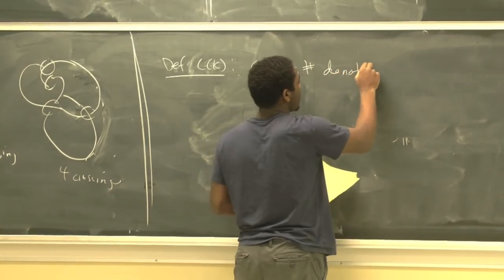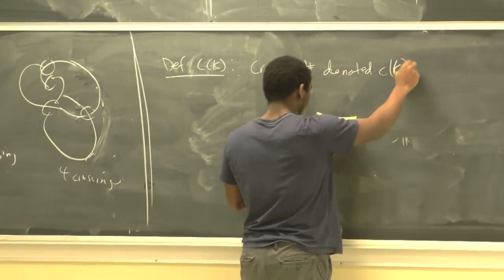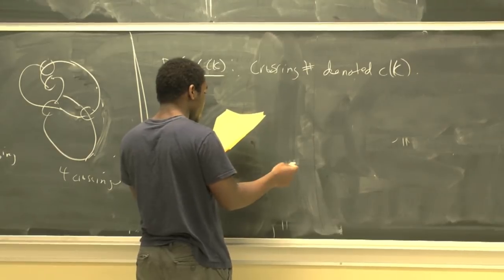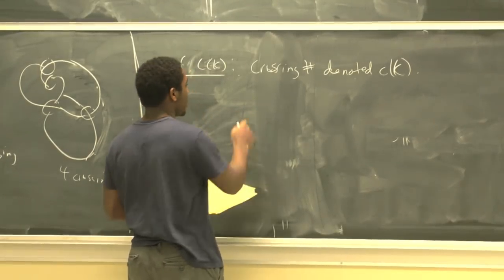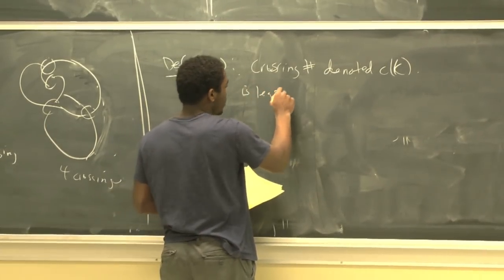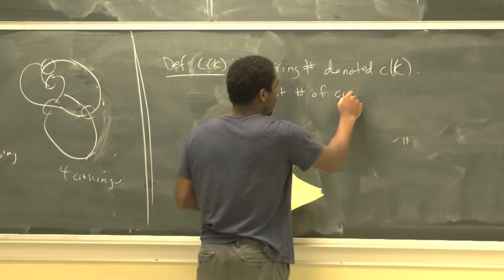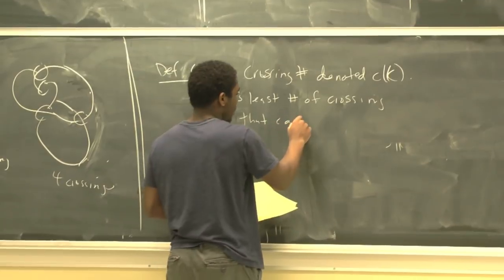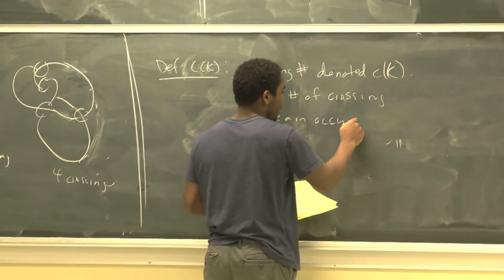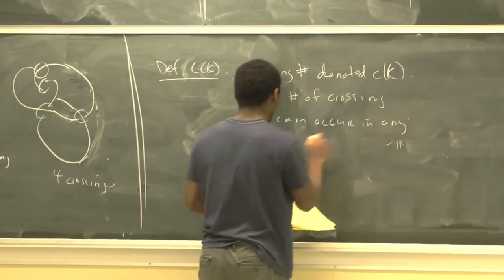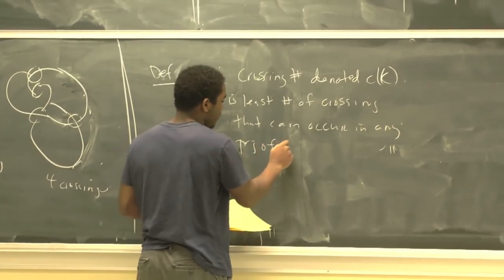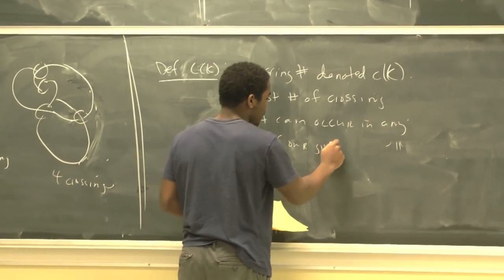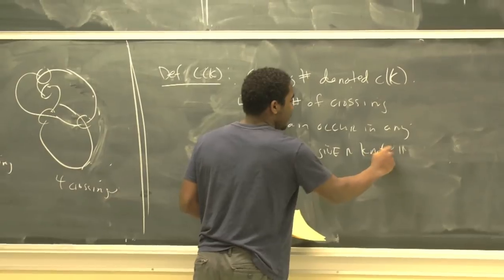The crossing number, denoted C of K, is the least number of crossings that can occur in any projection of our given knot.